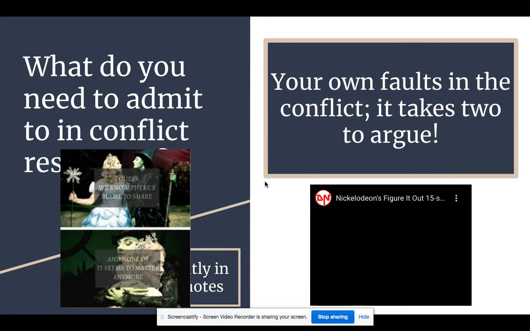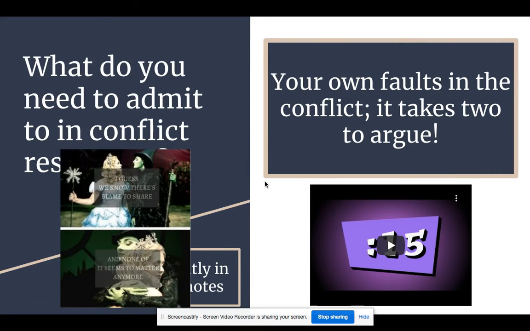You need to admit to your own faults in the conflict. We've talked about this in class, and I know that there are people in the world who are just mean for no reason, and we don't know why. But more often than not, we probably have some role to play there, something we can do to help the situation as well. There's usually blame to share, so we also want to admit our own shortcomings in a conflict.